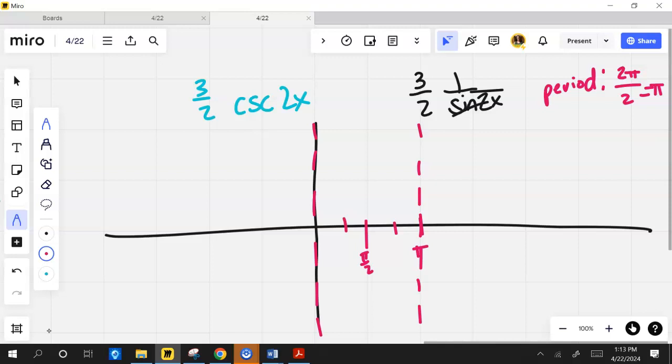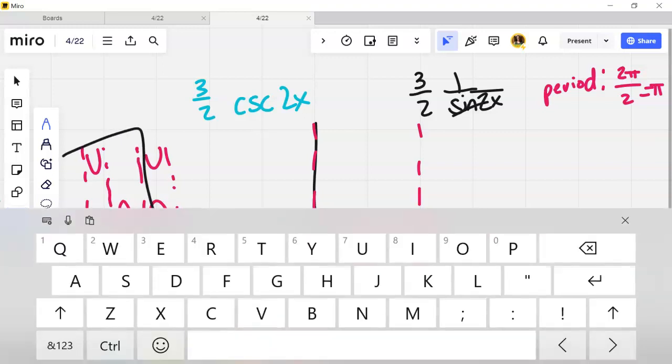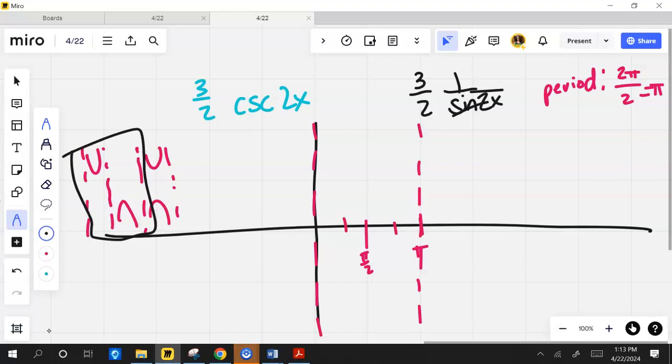And think about the way these look. These are a little bit different than my other. I got to go up, down, right? That's what my graph looks like. So over here, what's happening if I pick an entire period? This is an entire period, yes? Halfway in between, what happens? An asymptote. And halfway in between that is my up and my down.